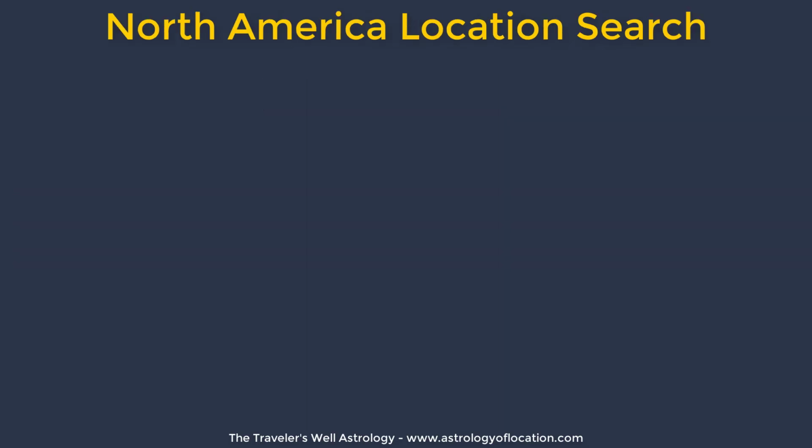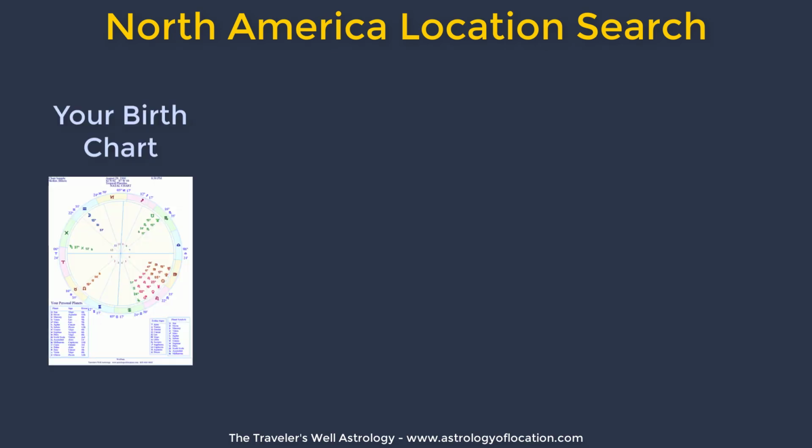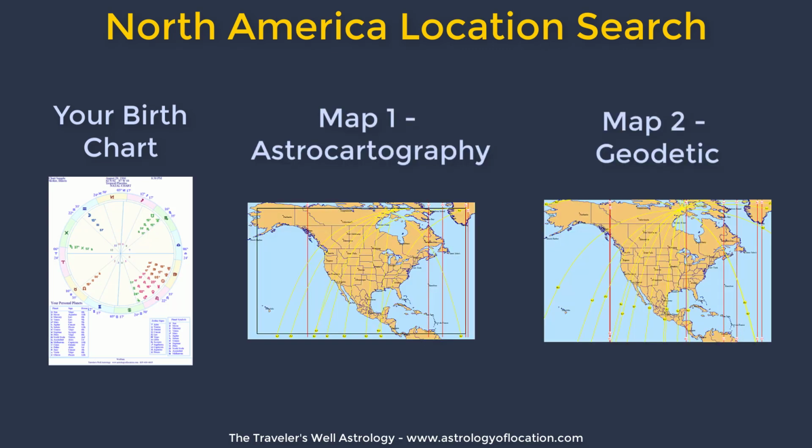If you ordered a North America location search, the first page of your map package will be your birth chart. Then you will have two maps. These are your primary energy maps of astrocartography and geodetic. Wolfram will refer to these as Map 1 and Map 2.